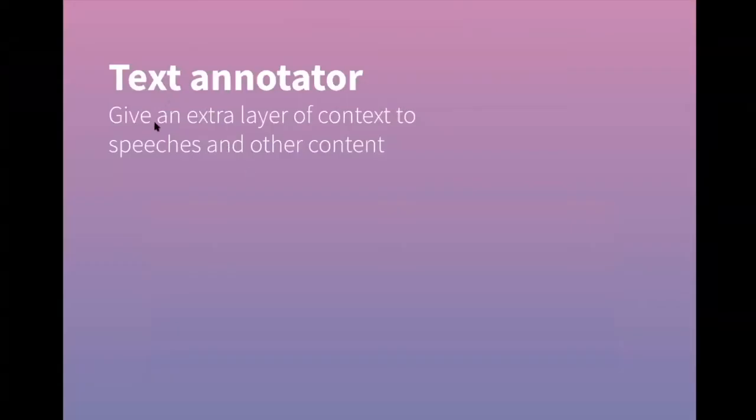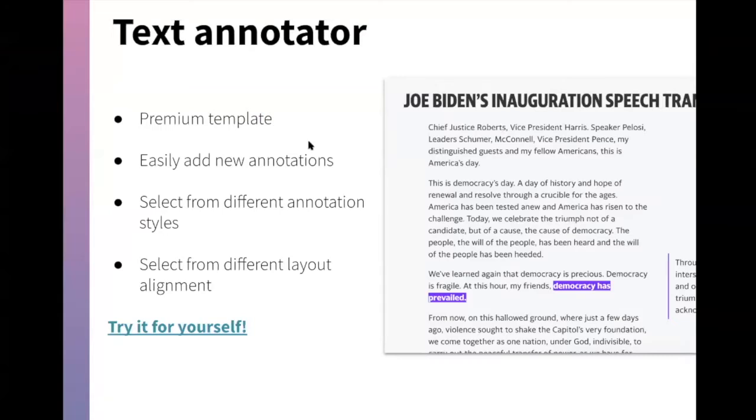Text Annotator. So it gives an extra layer of context to speeches and other content. When we created this one, it was just that Joe Biden had been elected as president, and it was in his inauguration. And so we created this little text annotator, which I will go on to in a second. So this template is a premium template. You can easily add new annotations onto a sentence or a word. You can select from different annotation styles, and you can also select different layout alignments.